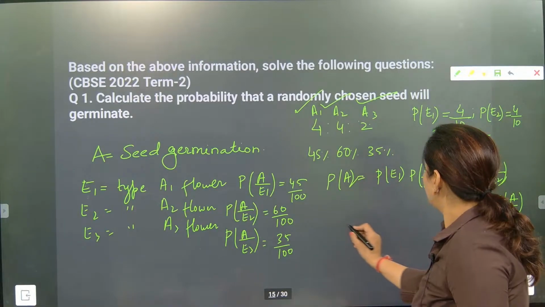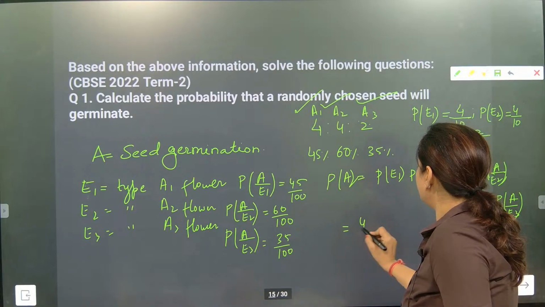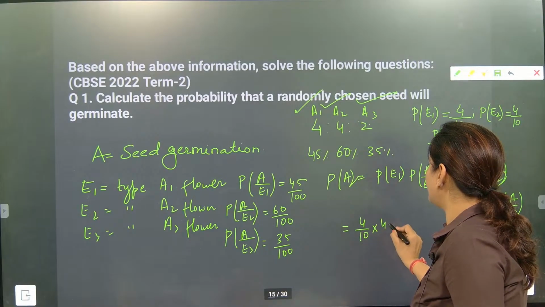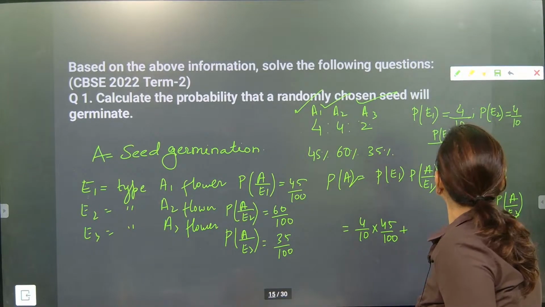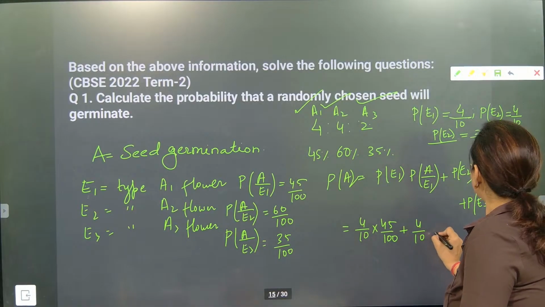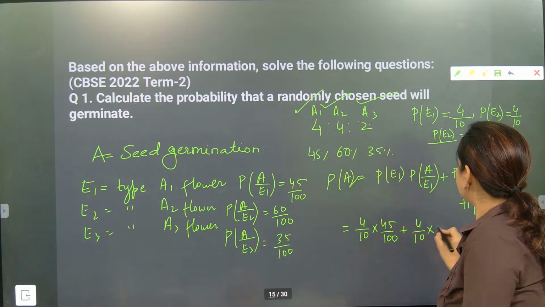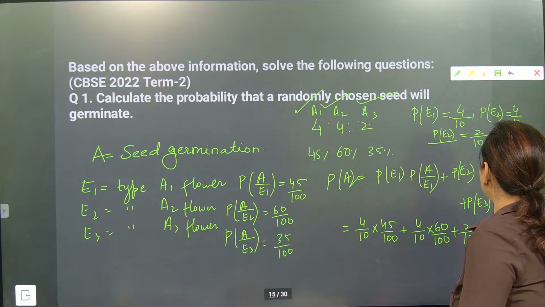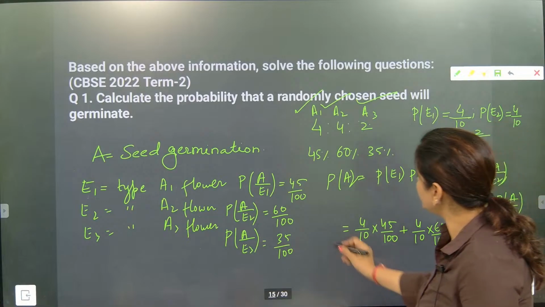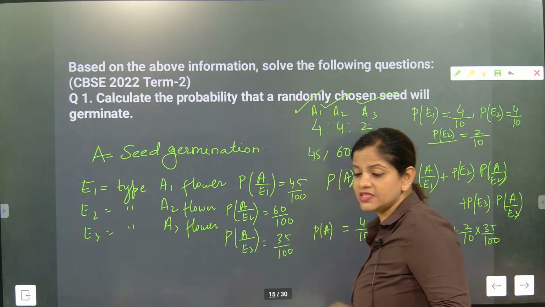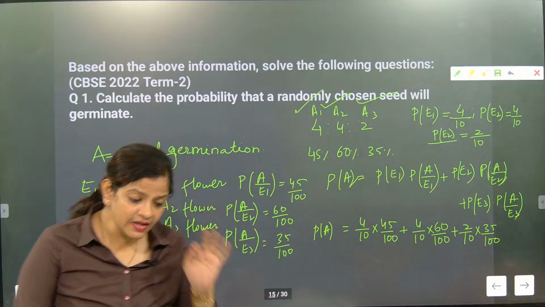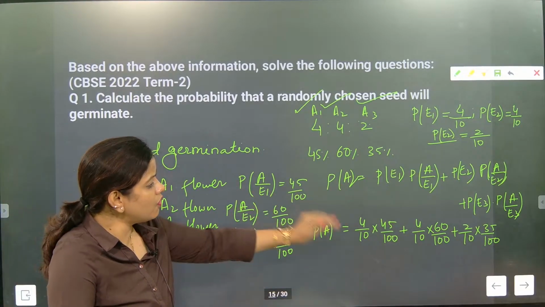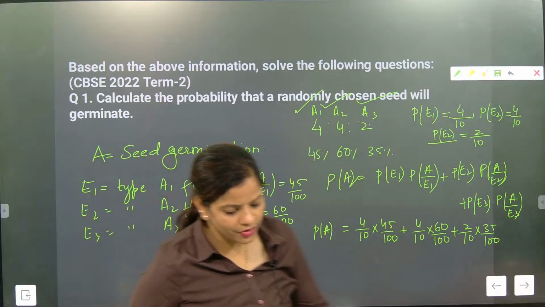Now look at it. So P of E1 is 4 by 10 into P of A by E1, which is 45 by 100, plus 4 by 10 into the second part, 60 by 100, plus 2 by 10 into 35 by 100. This will give you the probability of seed germination, because seed germination can be done for any one of the seeds. So if you solve it, you will get that.